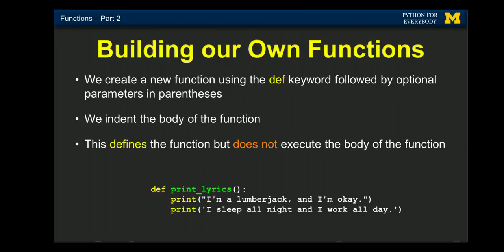In this class, we are going to build our own functions. We create a new function using a def keyword followed by the optional parameters in parentheses. We indent the body of the function, which is most important as we discussed what is indentation. This defines the function but does not execute the body of the function.